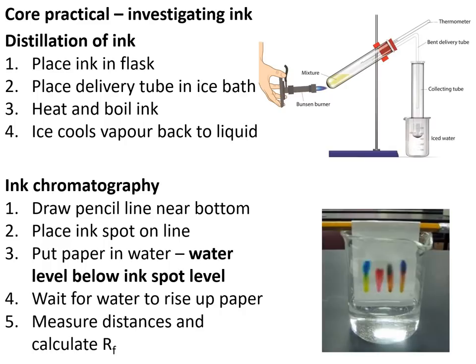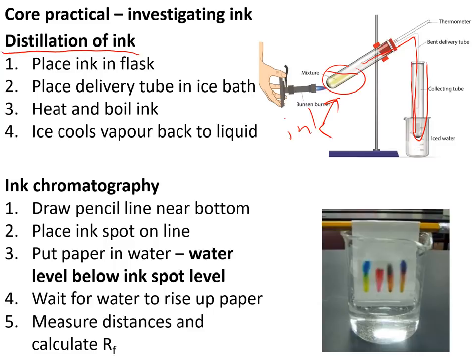We did a core practical with this, so we investigated ways to separate ink. One of them was a simple distillation, so we didn't use all the fancy condenser and things. We used a setup that does the same job, so we just had a delivery tube coming out of a test tube and going into a beaker of ice. And so we put some ink in the bottom here. It was black ink, I think, was the one that we used. So we put some black ink in the flask, we heated it, and passed the vapours into that ice bath, and the ice condensed the vapours back to a liquid.